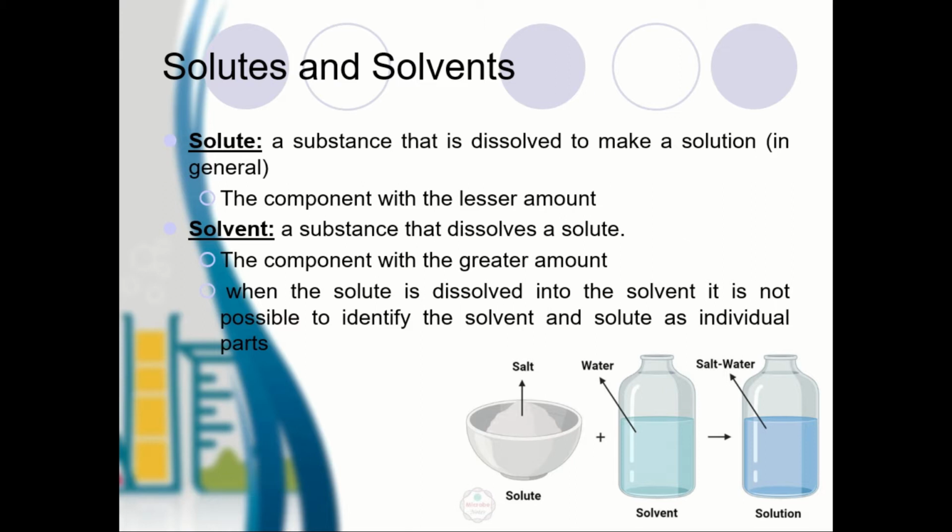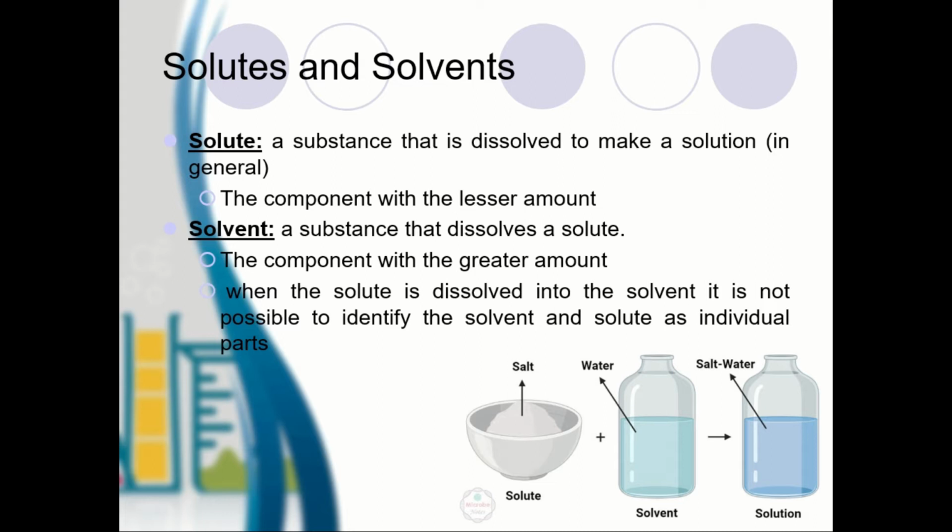Now let us have an example. Meron kang alcohol na 100 ml at ang nakalagay sa description ay it is composed of 70% isopropyl alcohol. So, alin doon ang solute at alin doon ang solvent? Of course, ang solute natin doon ay yung water.